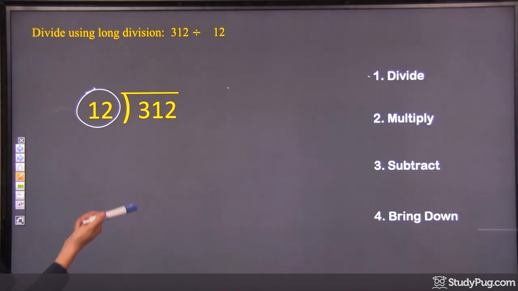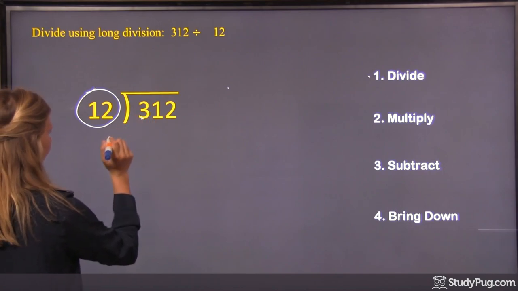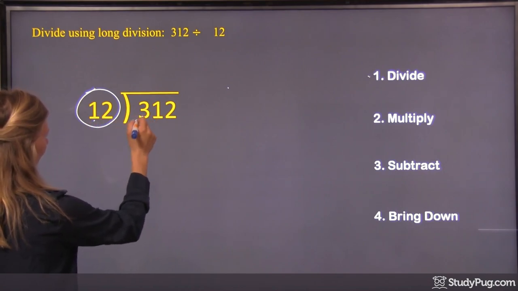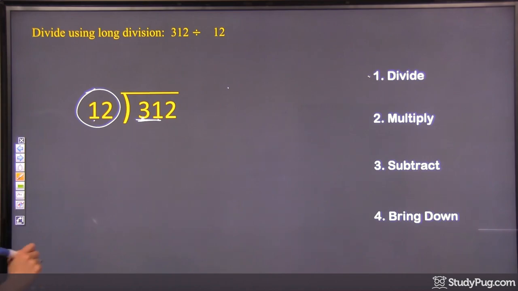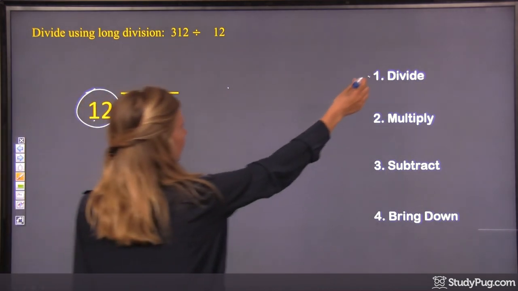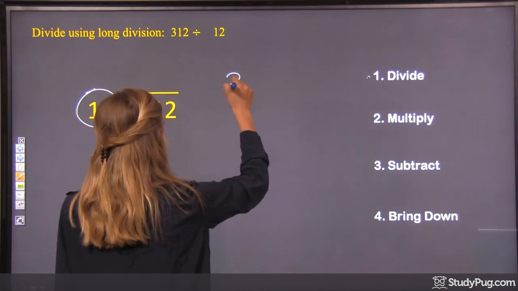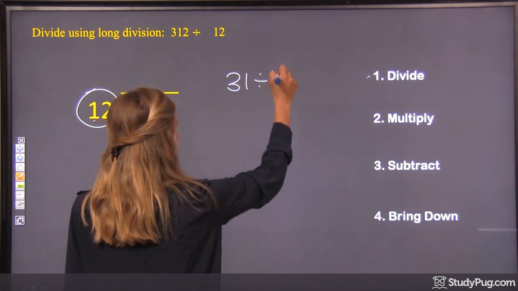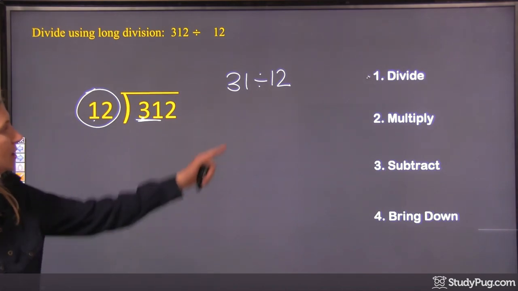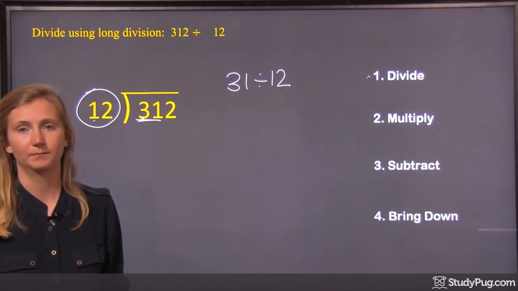And where do we start? We start at the biggest place value, right? The 3. Well, 12 is bigger than 3, so we're actually gonna look at the first two place values. 31. So our first step of division would be 31 divided by 12, or how many 12s fit in 31?